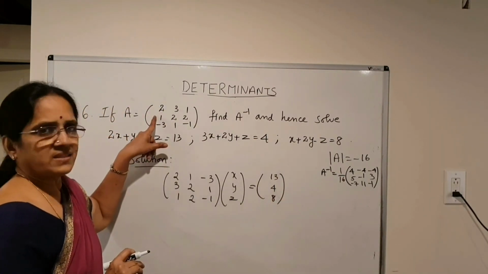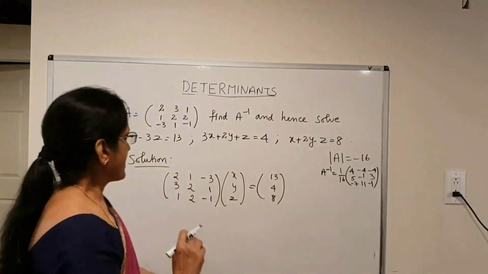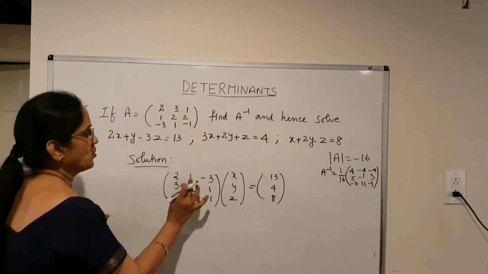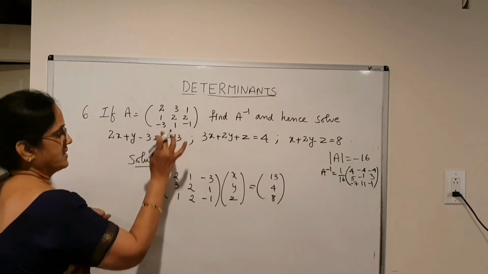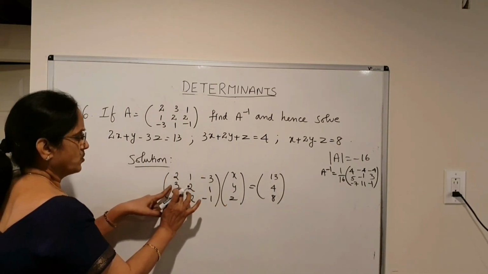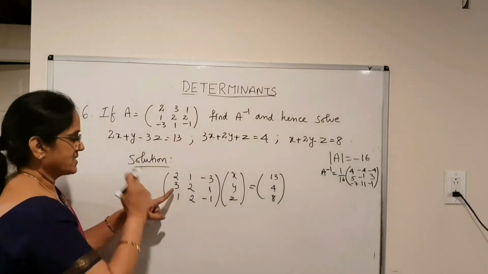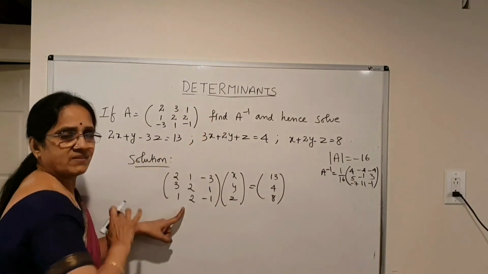Let me compare with the given matrix A, because I have to use this A inverse. If I compare, what happens here? The given matrix has 2, 3, 1, but I am having 2, 1, minus 3. You see, the column 2, 1, minus 3 is the row 2, 1, minus 3 here. The second row 3, 2, 1 is nothing but the second column in the given matrix. The third row here is the third column in the given matrix.